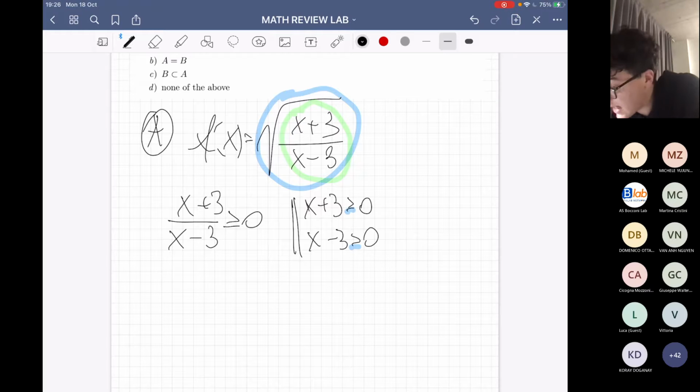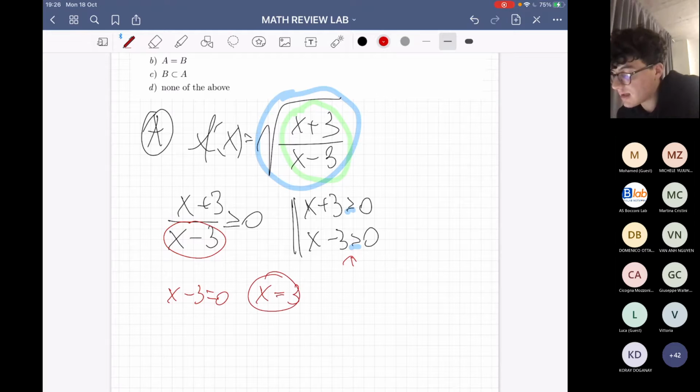But in the denominator, instead, it's completely different, because we don't have the equal sign: x minus 3 cannot be equal to 0. If x minus 3 is equal to 0, of course x would be equal to 3, and if x is equal to 3, we will have 3 minus 3, and so we will have 0 at the denominator. And if we have 0 at the denominator, of course the function doesn't exist, so we only put the greater sign, and we solve.